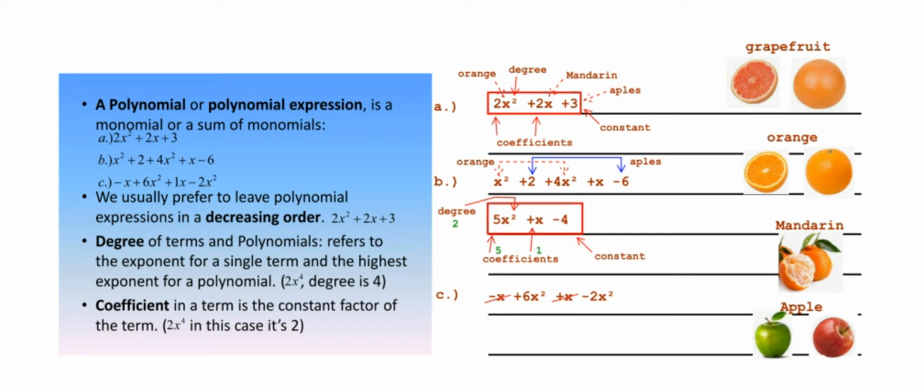6x squared minus 2x squared. 6 minus 2 gives us 4, right? So we'll get 4x squared. 4 boxes of oranges left over. That's it. There's our answer. But let's realize that the degree is the exponent, the 2, and the coefficient is the 4. So once again, there's our answer.